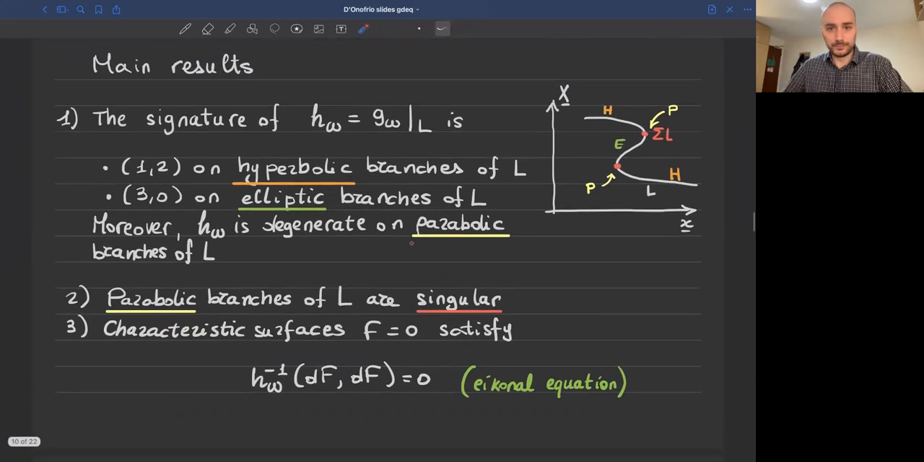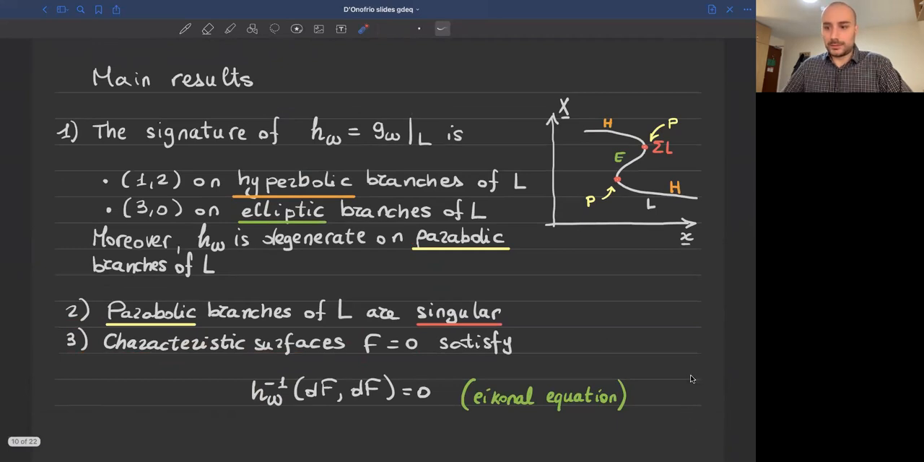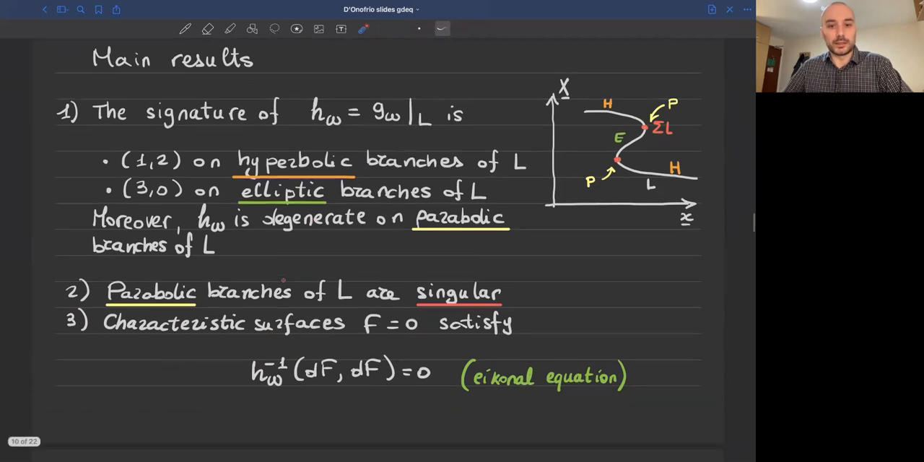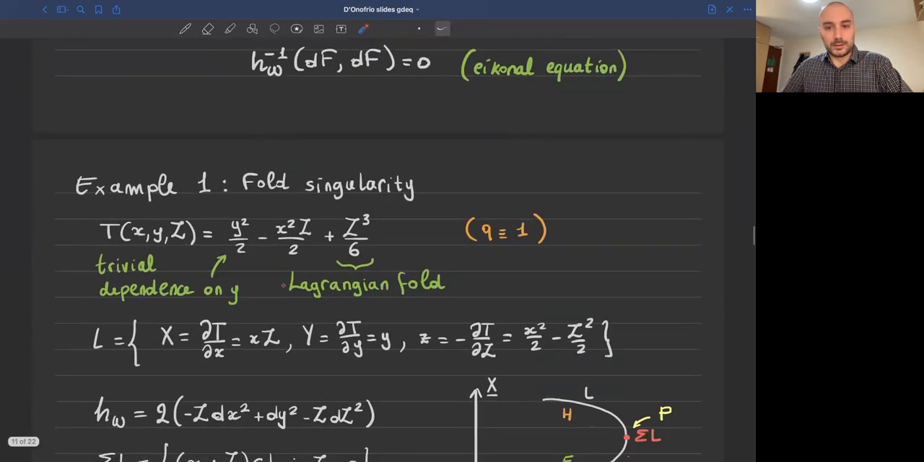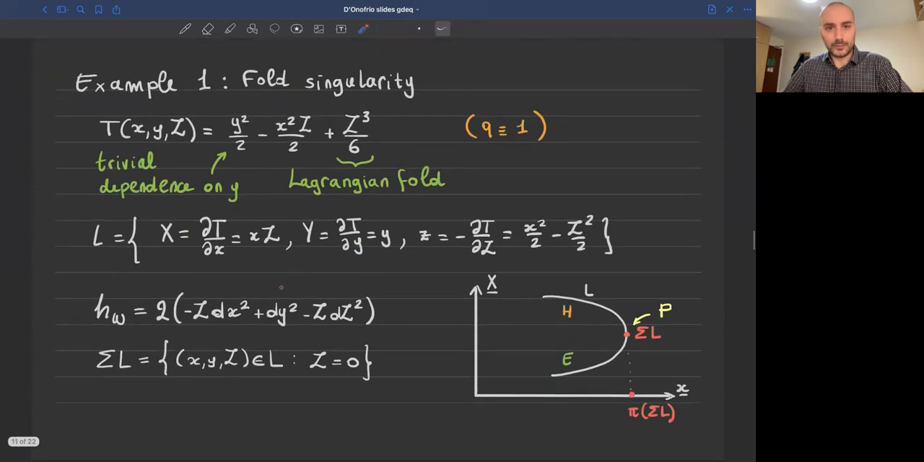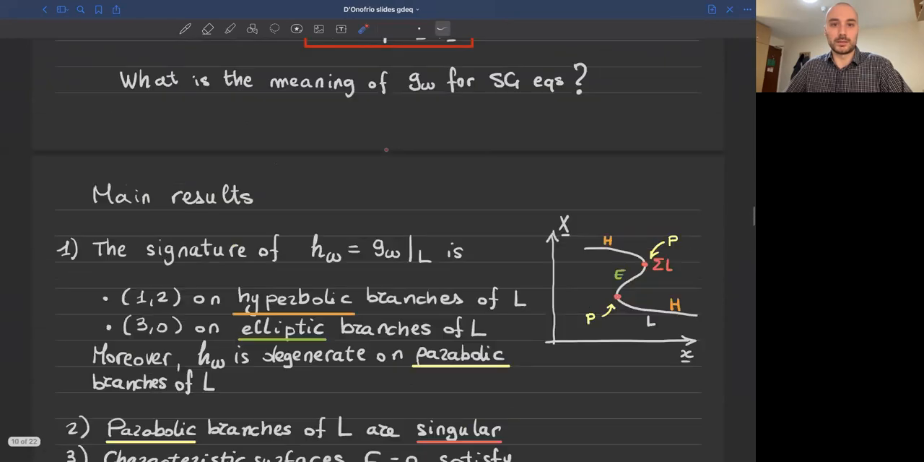So instead of giving a proof for the statements, I would like to show you how they look in a specific example, and then we can describe how these statements are justified. So we can consider this simple example. This is a simple solution to the Monge-Ampère equation I've introduced above.